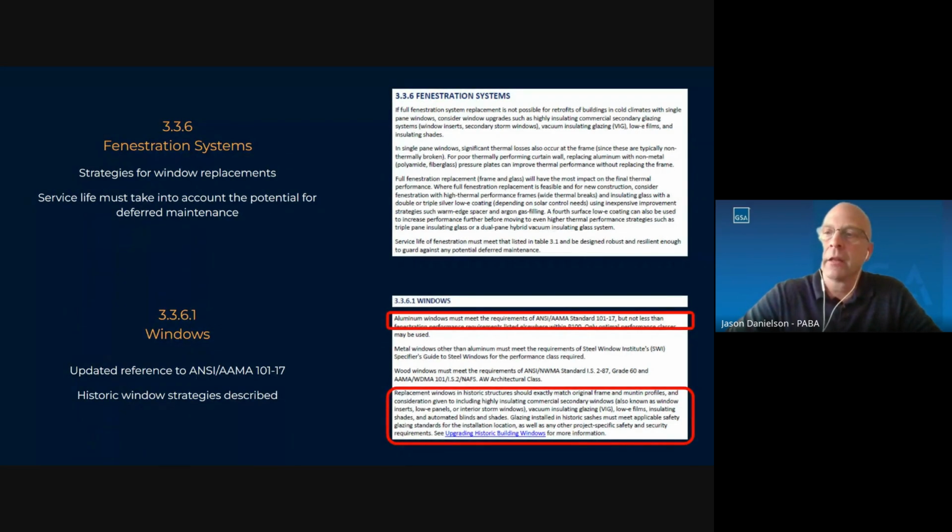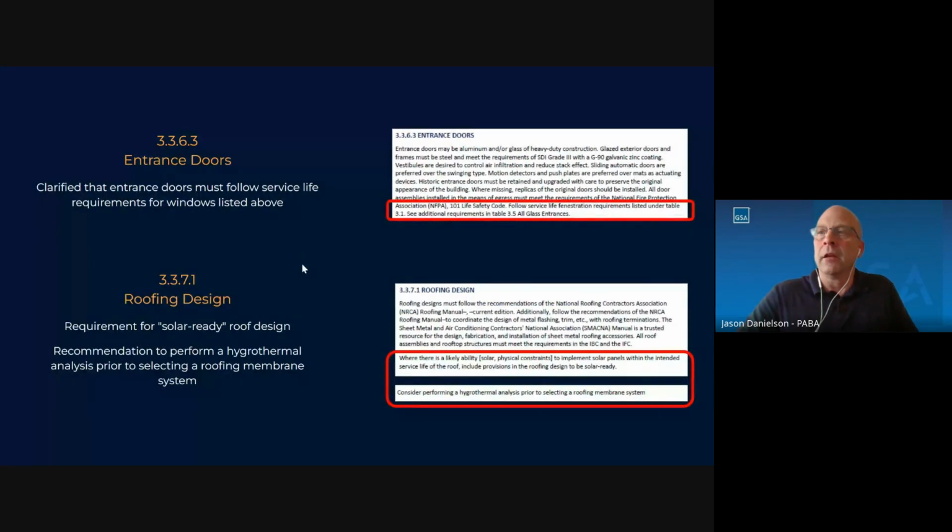3.3.6.1 windows. There was a minor updated reference to ANSI AMA 101.17, and then talking again about historic window strategies and what potential options you have. 3.3.6.3 entrance doors. It's following the service life of the windows that were described previously.